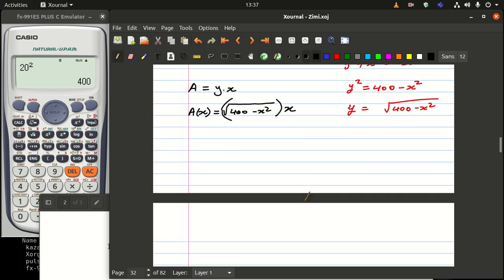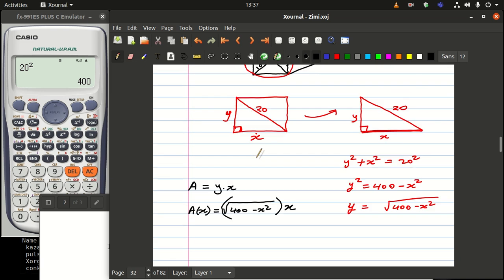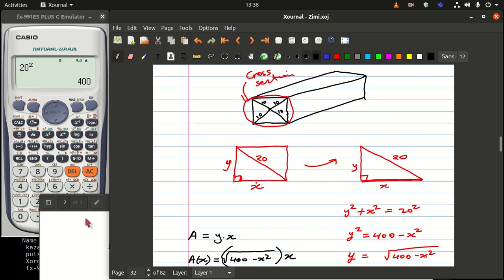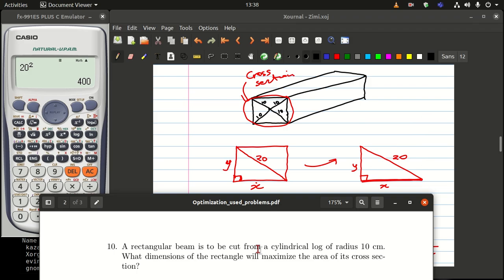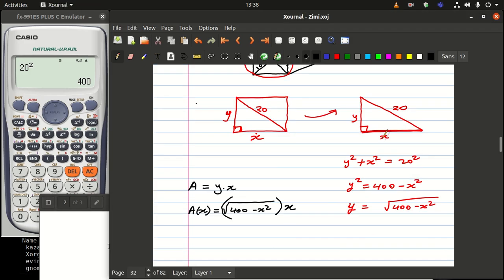The next thing that we need to do, of course, is look at the restrictions. We are not really given many restrictions here, but we know for a fact that our x must be greater than 0, and also our y must be greater than 0, because they are lengths.